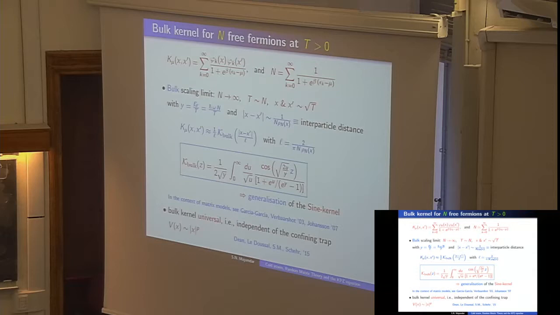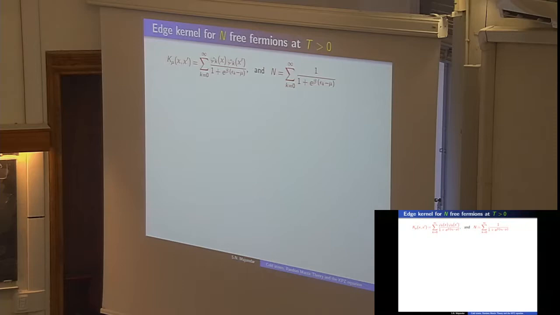Okay, so we talked about the bulk, how it changes from the sine kernel to this more non-trivial kernel as temperature increases. We also looked at the edge density, and now I'm looking at the edge kernel. I take 2 points very close to the edge, and I ask, as I crank up the temperature, what happens to the edge kernel. Okay, so that's the point we stopped.